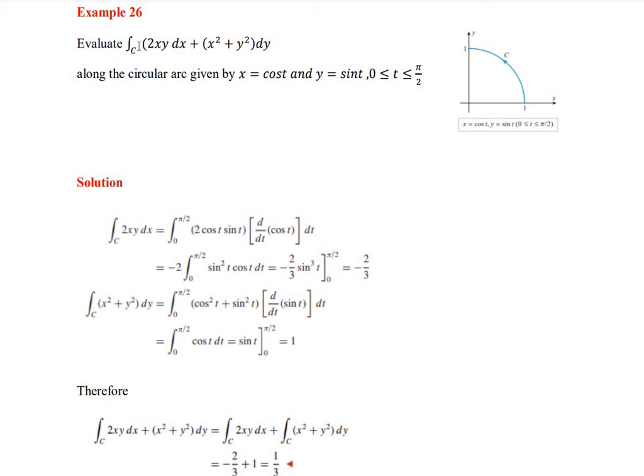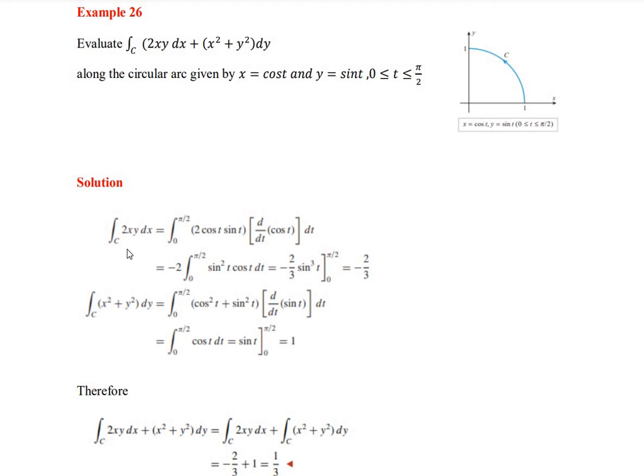Next one: evaluate the integral over C of 2xy dx plus (x square plus y square) dy along the circular arc given by x is equal to cos t and y is equal to sin t, 0 less than or equal to t less than or equal to pi by 2. So this is that circular arc, x is equal to cos t and y is equal to sin t, t varies from 0 to pi by 2.